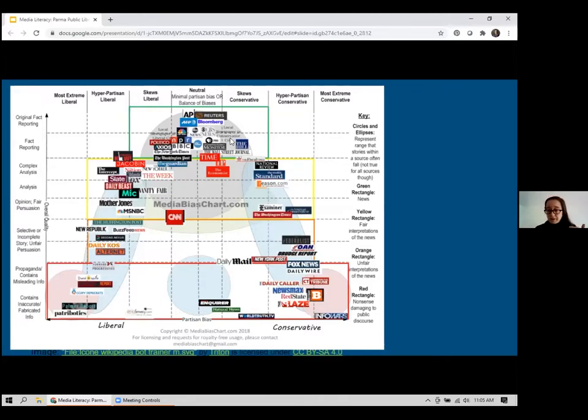As we move down, you have analysis. Opinion has its place in reporting, but you need to know that it's opinion. So these are more analysis, with some fair persuasion. As you move down, you get things that are more selective, and they might have a little bit of unfair persuasion. And then finally at the bottom, things that are labeled actual propaganda and things that are inaccurate and false.